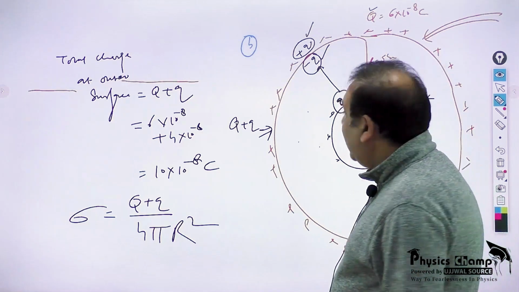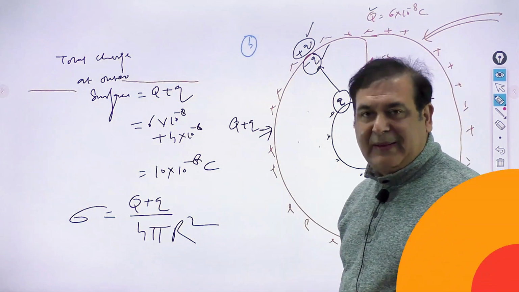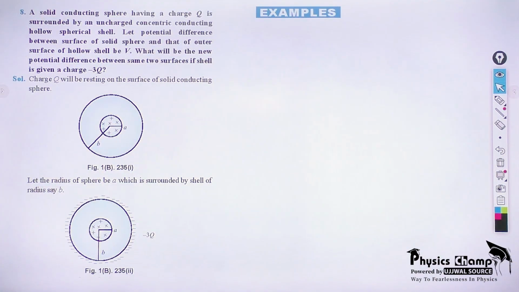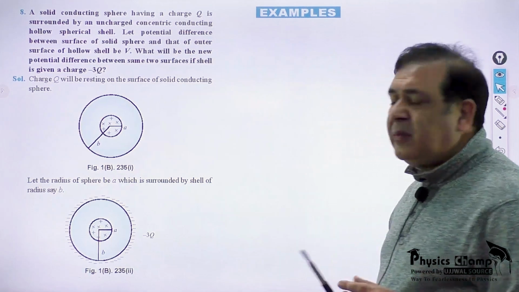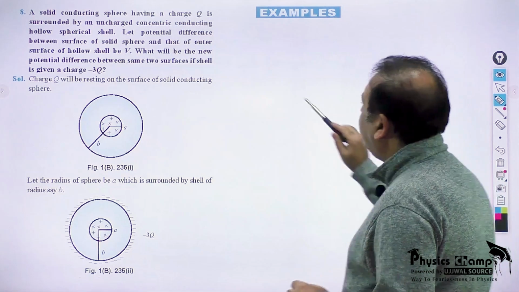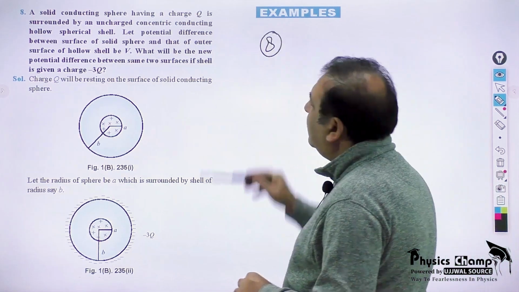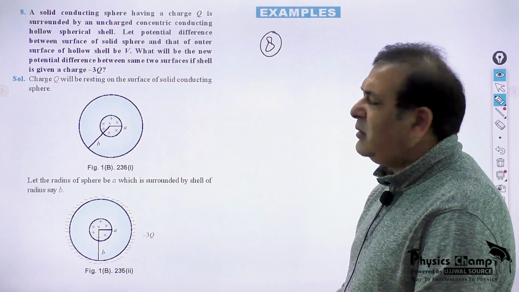So that's why we have taken the concept of induced charge as part B, not part A. Now, in order to strengthen that concept we just discussed in the previous question, question number 8, the framing of question number 8 you will appreciate. Question number 8 says there is a solid conducting sphere having a charge capital Q.